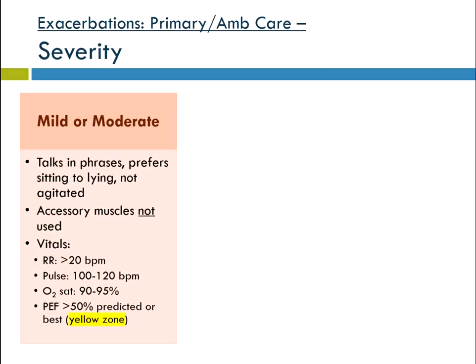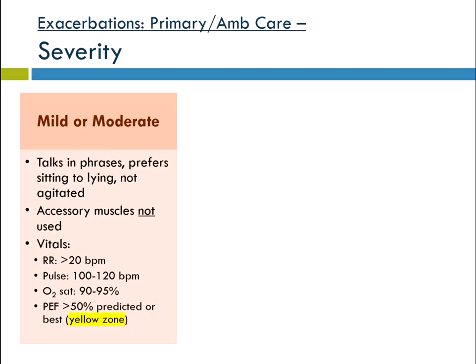Okay, so they're going to tell you, I'd rather sit up. I don't want to lie down. They are usually not agitated yet. Their accessory muscles are not currently being used. So where are your accessory muscles? Sides of your ribs. Okay? At this point, they're not using their accessory muscles to help them breathe. That's a good thing. We don't want them to need that.